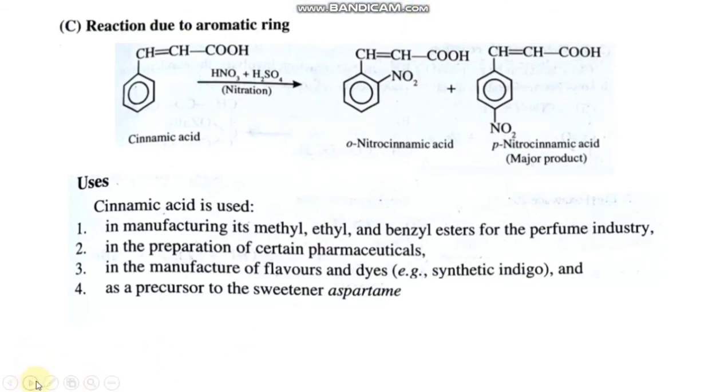Next one is reactions due to aromatic ring. This substituent on the benzene ring, that is the CH=CH-COOH group, is deactivating the benzene ring. So this cinnamic acid is slower towards electrophilic substitution than benzene.